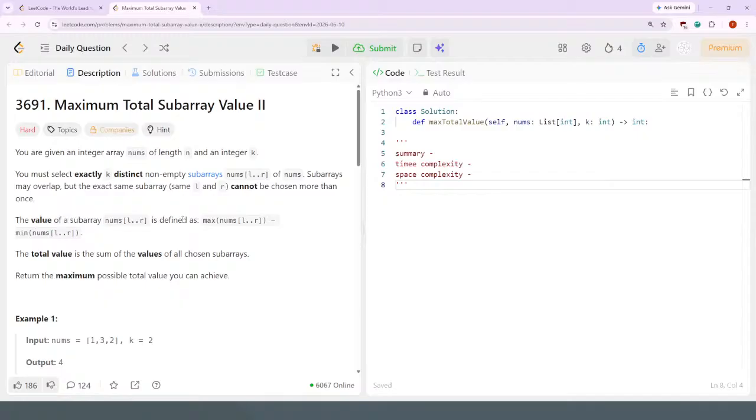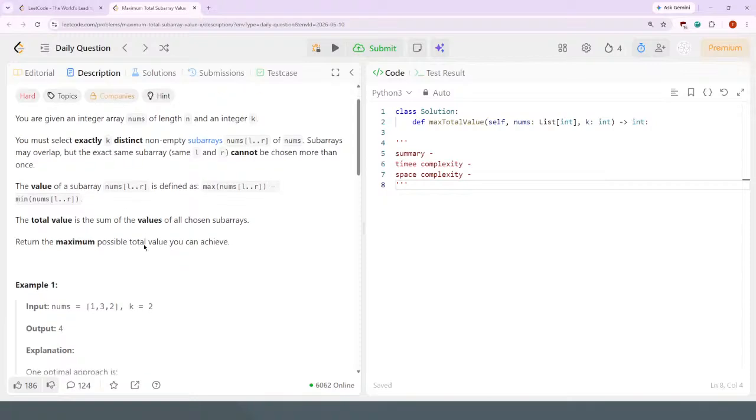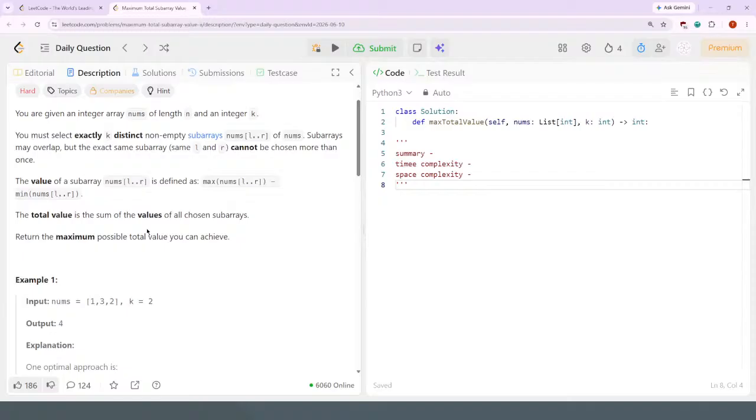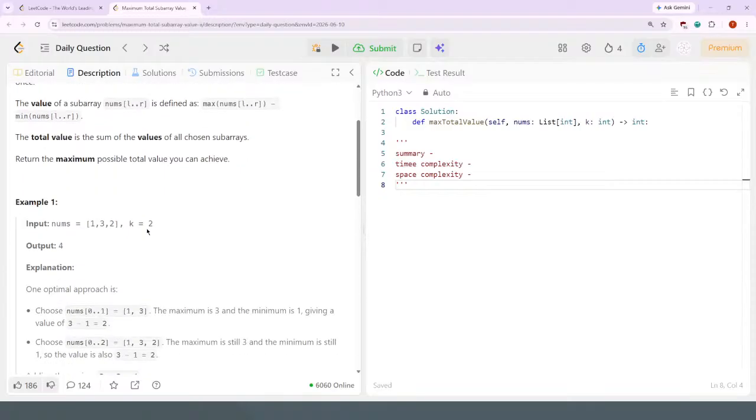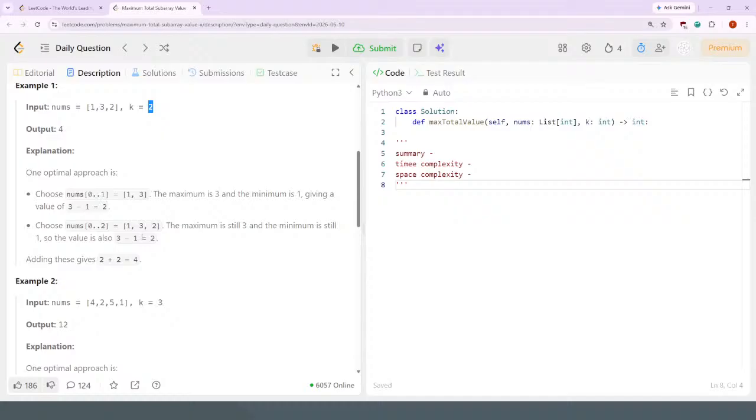Anyways, the value of the subarray is defined as the max of the values minus the min of values. The total value is the sum of the values of all chosen subarrays. Return the maximum possible total value you can achieve. So here you choose 4. So you definitely want the 1, 3, and then the 1, 3, 2. That's going to give you 2 each. Max being 3, min being 1, the value being 2 for those 2 subarrays, and then 2 plus 2 is 4. And yeah, I chose 2, okay.